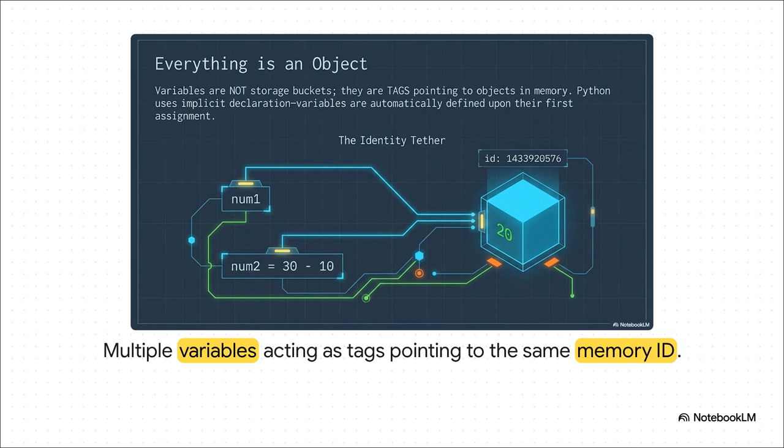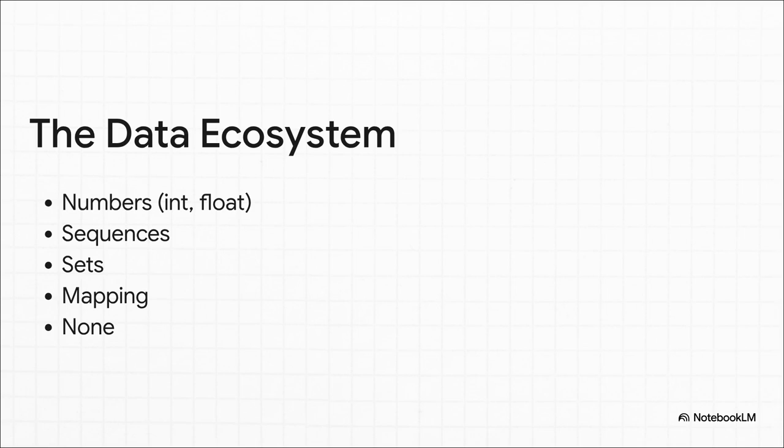But here's the really cool part. Multiple tags can point to the exact same object in memory. So if num1 equals 20 and num2 calculates out to 20, they might both just point to the exact same memory ID block that represents the integer 20. The object is the block itself. The variables are just the sticky notes slapped onto it. Naturally, these objects come in a few different structural types, which makes up our data ecosystem. You've got your numbers, like integers for whole math, and floats for decimals.